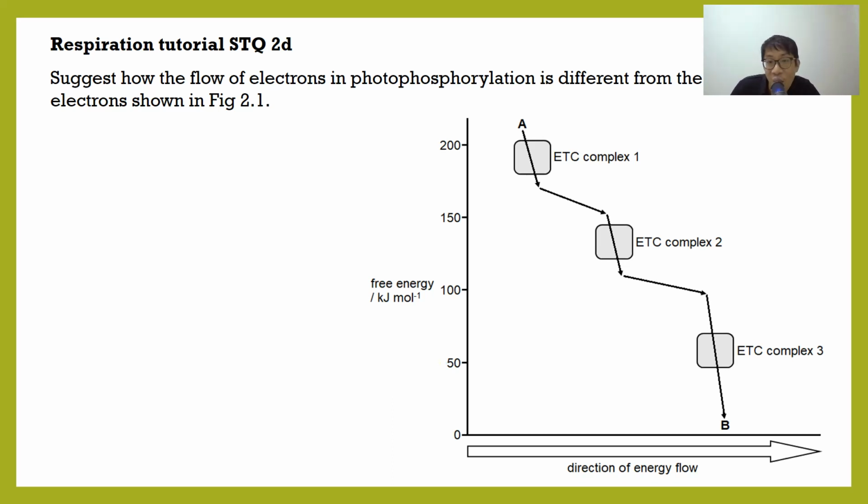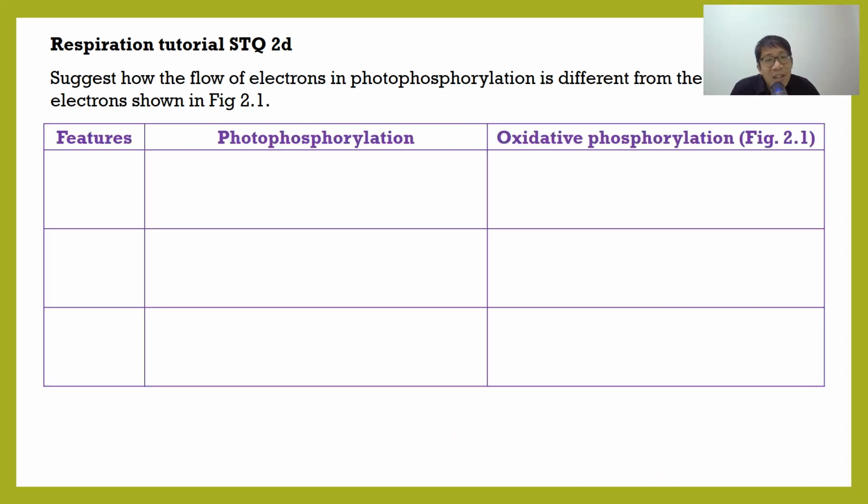However, obviously not all the differences are relevant here, because the question has a boundary, right? The boundary is number one, it must be shown in figure 2.1, right? And number two, it is only on the differences in the flow of electrons, right? So we are not looking at H plus, just flow of electrons. Okay, so with that, here comes the answer.